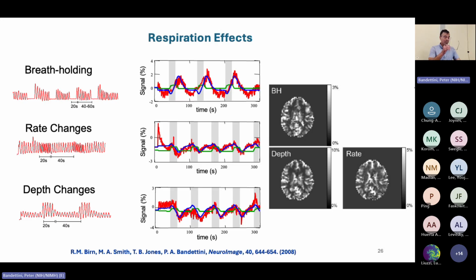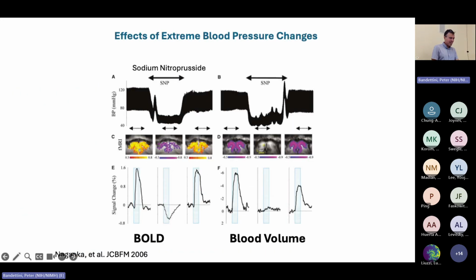But it's interesting. I would love it if you had any ideas how to completely get rid of breathing artifacts, because it seems like it should be very straightforward. Measure with the bellows, you get the signal, you regress that signal out from the time series, but it doesn't seem to work. It's interesting. So it's probably a highly nonlinear effect.